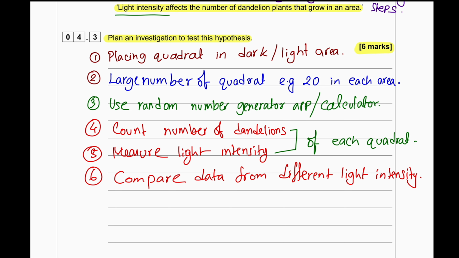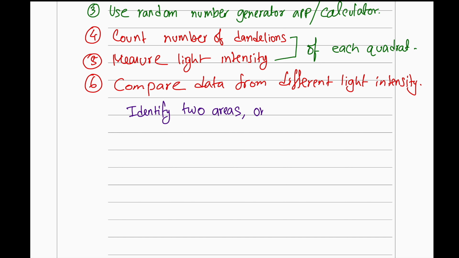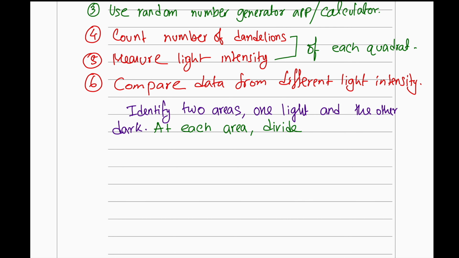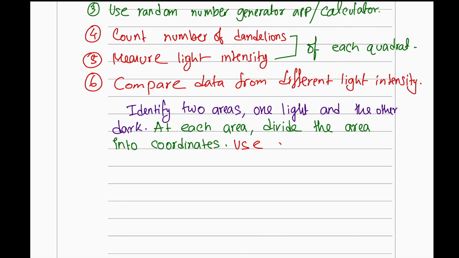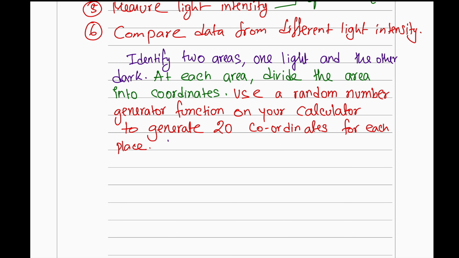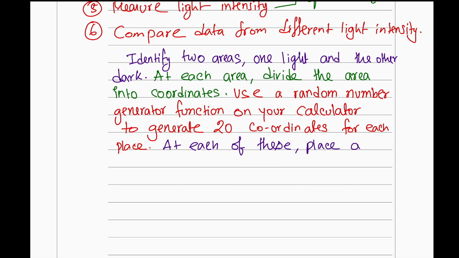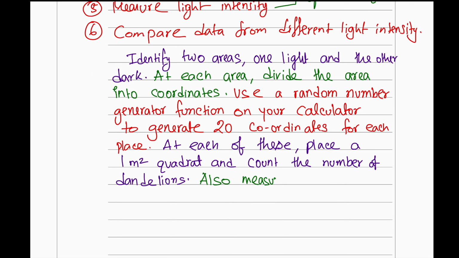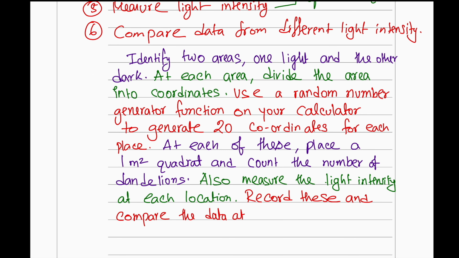So the answer can be written in this way. Identify two areas, one light and the other dark. At each area, divide the area into coordinates. Use a random number generator function on your calculator to generate 20 coordinates for each place. At each of these places, a 1 meter square quadrant is placed and the number of dandelions is counted. Also, measure the light intensity at each quadrant. Record this and compare the data at different intensities.